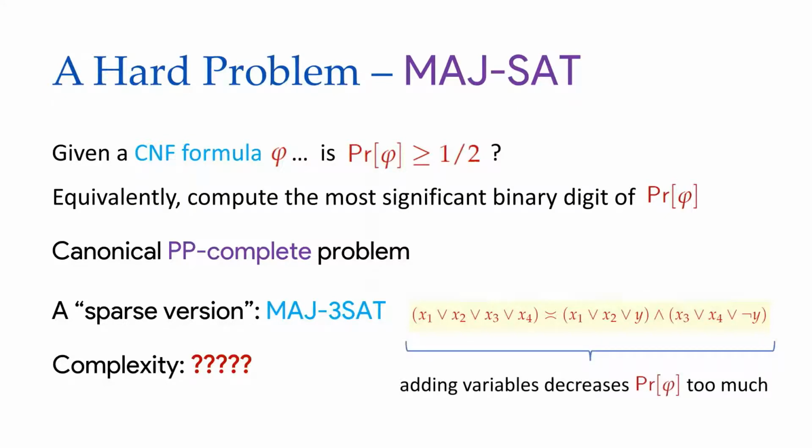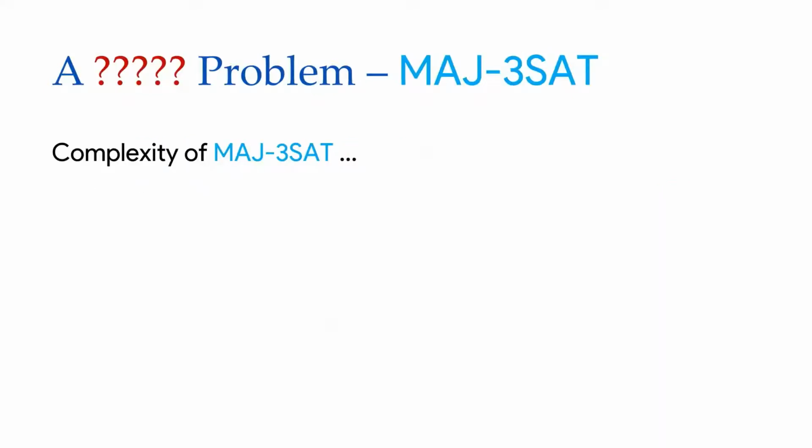Remember, this fraction is the total number of satisfying assignments divided by 2^n, where n is the number of variables in the formula. So if you increase the number of variables, that is, increase the value of n, that forces this fraction to become very small. Because of this, it's not so clear how you could get a reduction from majority SAT, this PP-complete problem, to something like majority 3-SAT. So we have this mystery where, unlike in the cases of SAT and #SAT, where the complexity for k-CNFs has been well understood for a long time, the complexity of majority k-SAT has been open for quite a while.